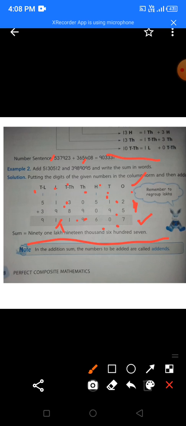Now in the addition sum, the numbers to be added are called addends. Now here all the numbers that you are adding are called addends. Okay. Now this is very easy. Yes children. So I hope you can solve exercise 2.1 which is on page number 20, I think 19. Okay. So let's solve exercise 2.1.